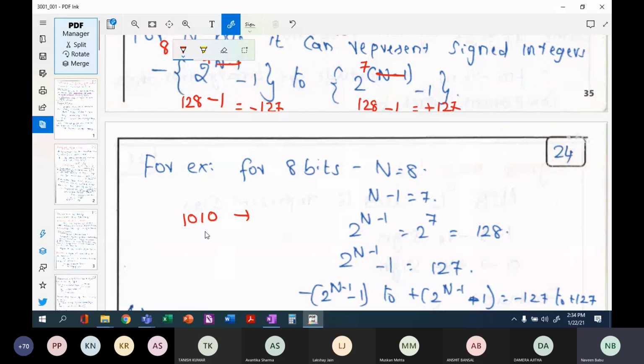This is a signed magnitude representation. This is equivalent to minus 2. So what is plus 2? Plus 2 is just 0 0 1 0. So this is going to be plus 2. So easily I can interpret what this particular binary value is.